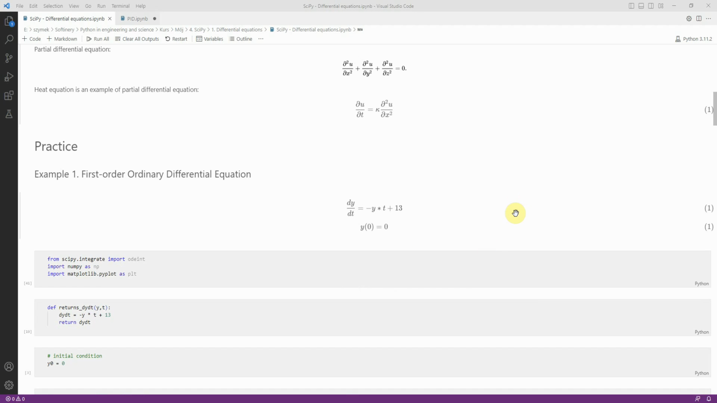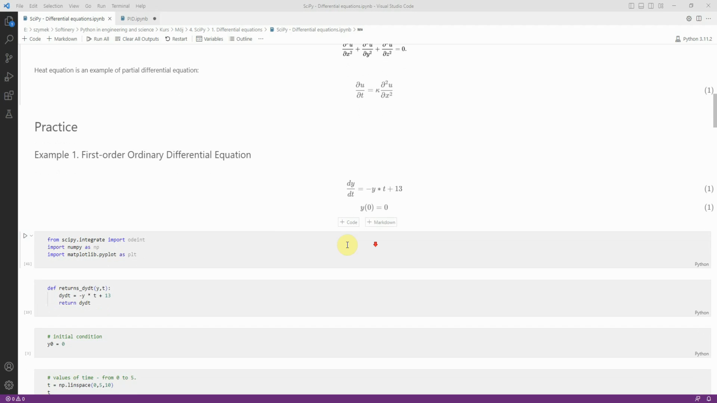Let's go to practice. We will consider this differential equation. It is an ordinary differential equation as there is only a derivative with respect to t, and this is a first order differential equation as the first derivative is the highest one. We know that at time equals 0, this is the value in brackets, y is also 0. It is an initial condition and it is necessary to get the solution of this differential equation.